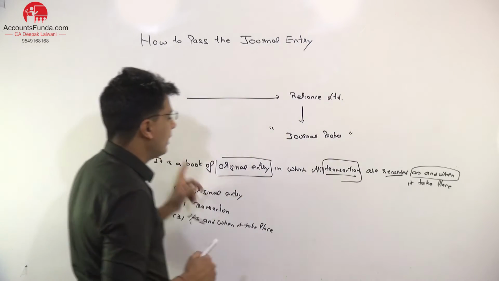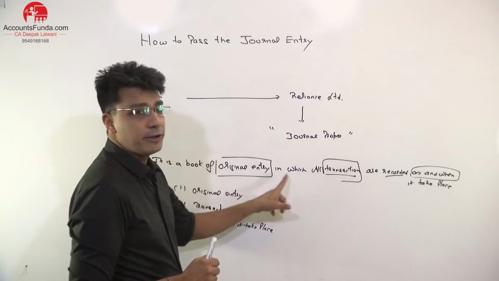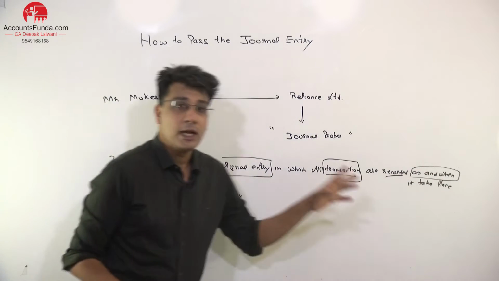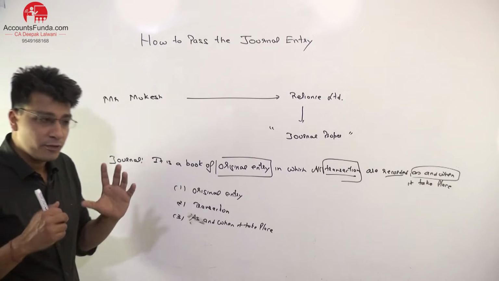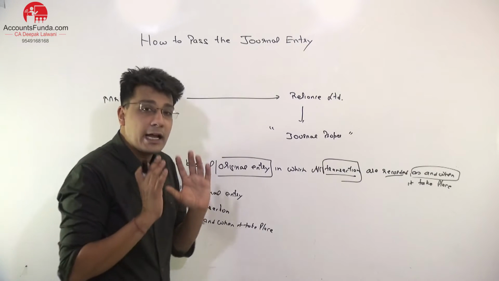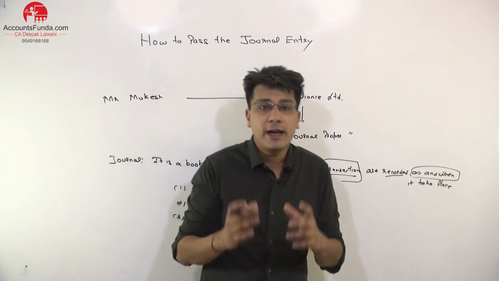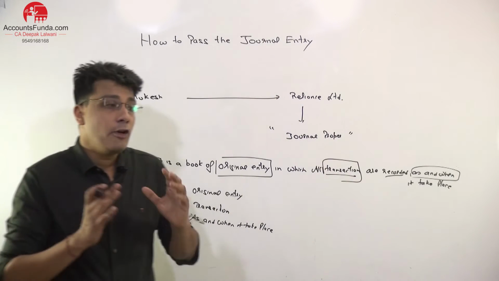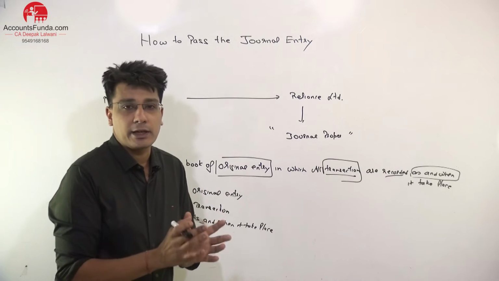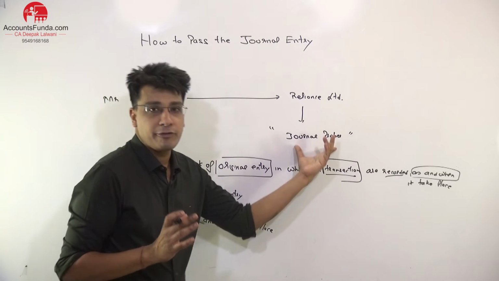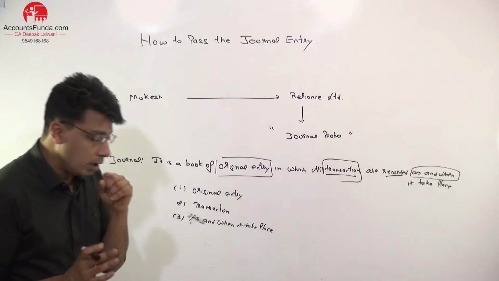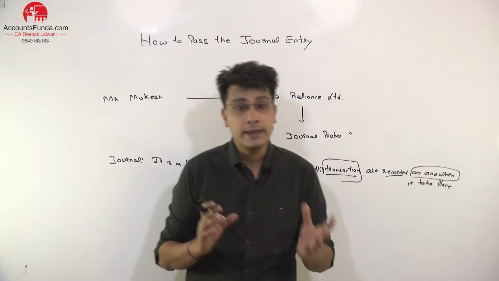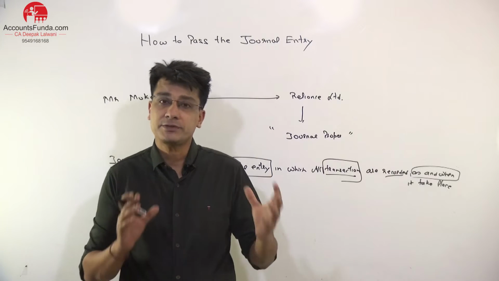So what is a journal? It is a book of original entry in which all the transactions are recorded as and when they take place. And what is the advantage of the journal? It helps the company to know when the transaction took place, at what amount the transaction took place, when the transaction is due, etc. So by looking at the journal, you can find at what rate the company is paying the salary to the employee, what is the annual rent of the premises, etc.